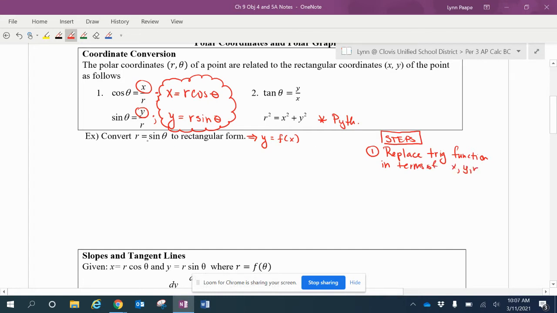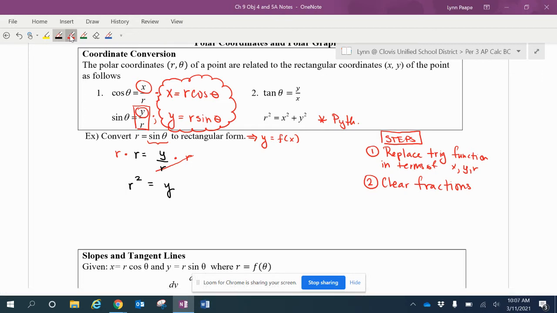So for this particular problem, we have sine of theta. So we're going to replace sine of theta with y divided by r. So that'll be our first step. So I still have an r, and then sine theta will substitute for y over r. And then our next step is we want to clear fractions. So for this particular problem, we don't want to have that divide by r. So then I'm going to multiply both sides by r, and it will cancel on this side. And then I'll have r times r, so r squared, and then is equal to y.